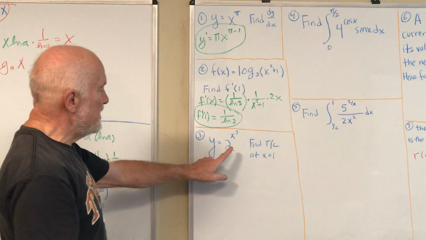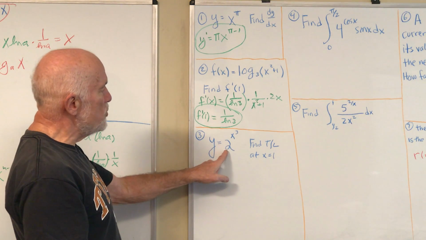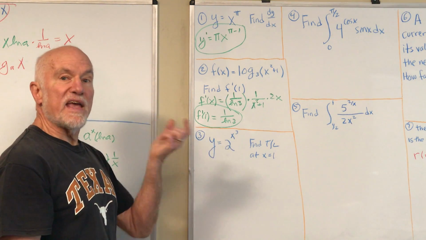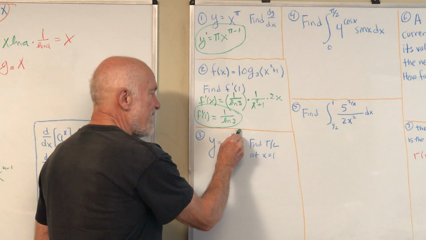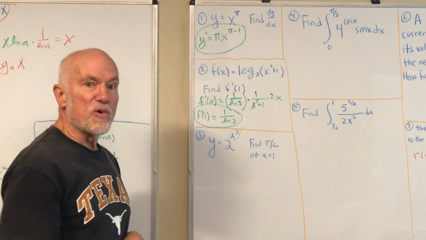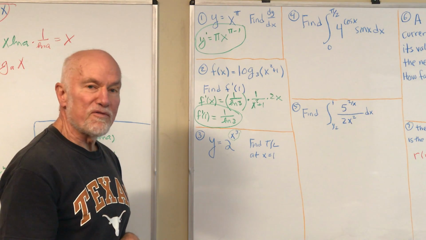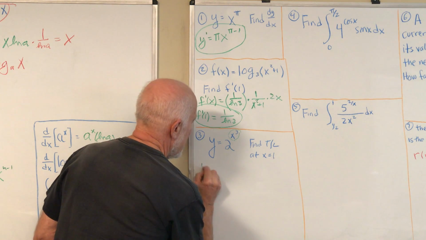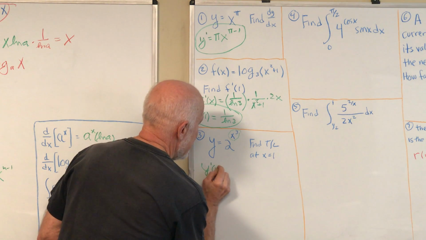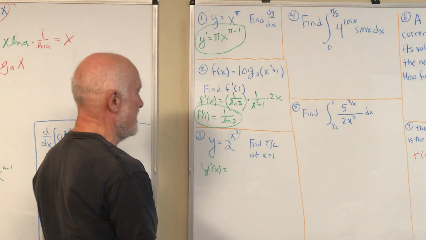Okay, now we have an exponential function. Y equals 2, not 2 to the x, but 2 to the x cubed. So you can see already, because that's not just x, we're going to have to do the chain rule again. That's a really important formula, isn't it? A rule. So what is dy dx, or y prime of x?